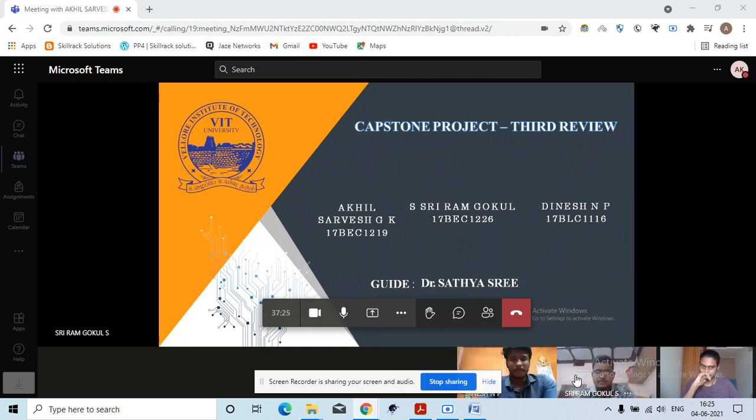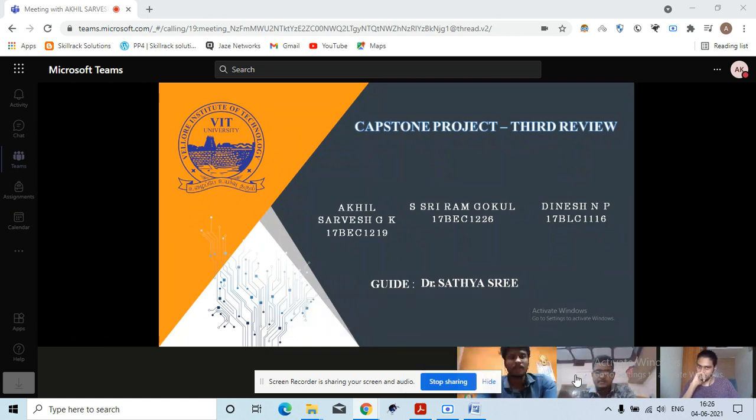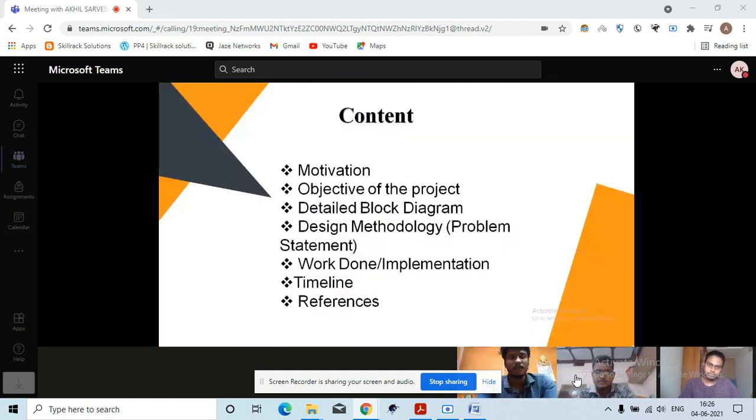And here is the synopsis for our project presentation. Here comes the motivation, objective of the project, detailed block diagram, design methodology, the problem statement we have worked on, and implementation. Then the timeline we have gone through, and then references were attached.